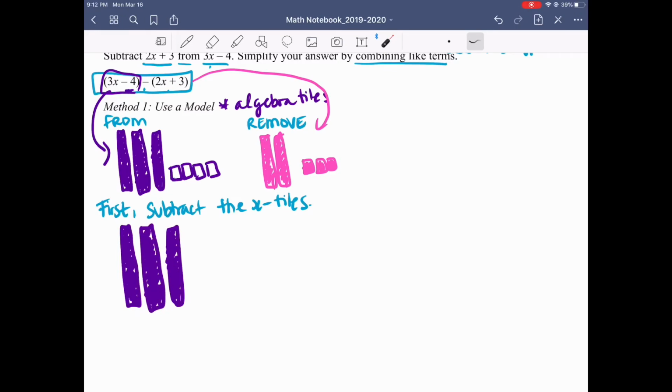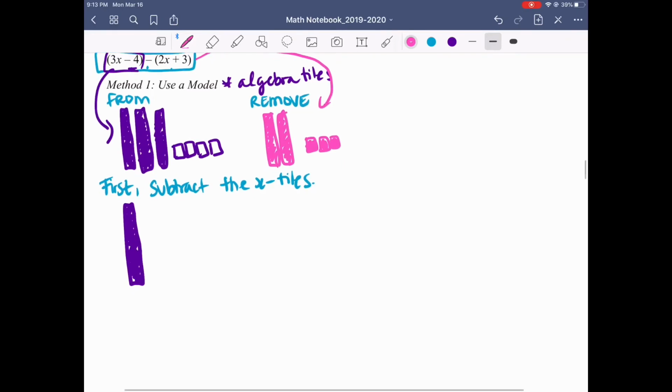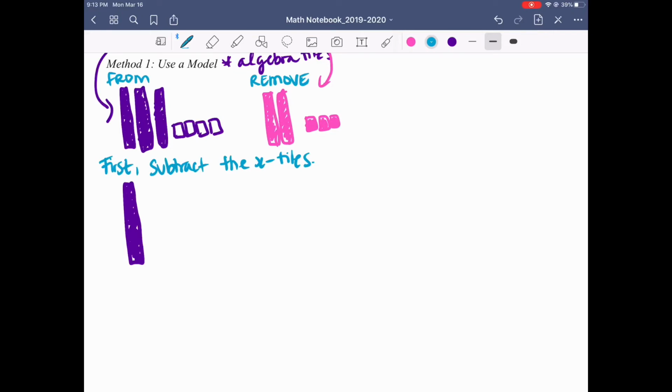So if we do that, I'm going to just draw. I don't like that. Back to my pens. So we can remove 2 x tiles from our 3x. And if we remove them and erase them, how many x tiles do we have left? Well, just 1, because 3 minus 2 is 1. So that's our first step. Our first step was to look at the x tiles. And then our next step would be to subtract the 1 tiles.